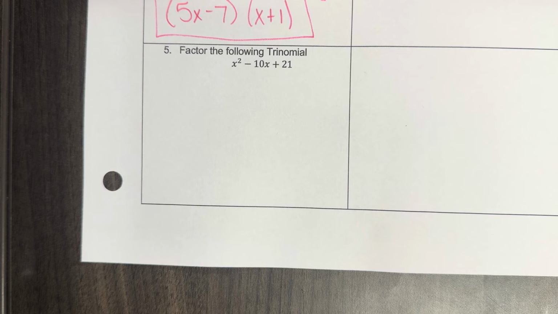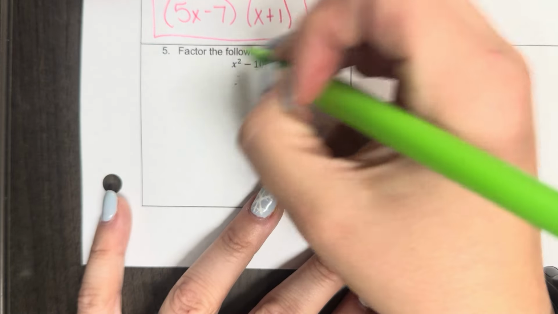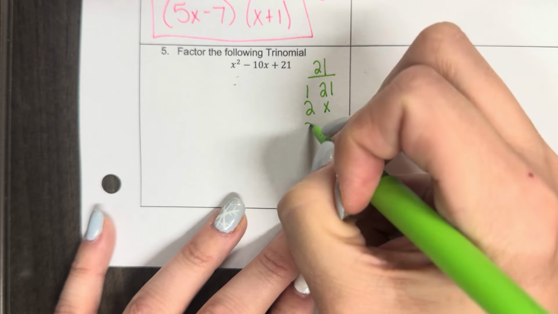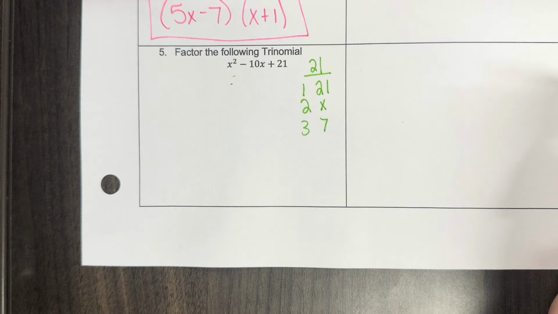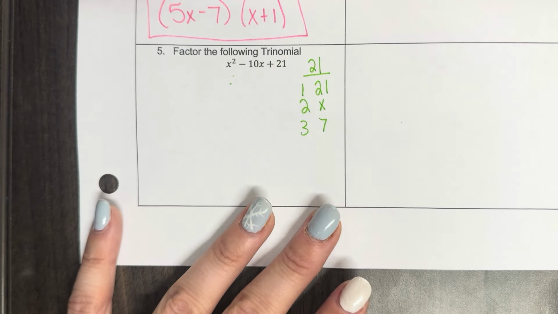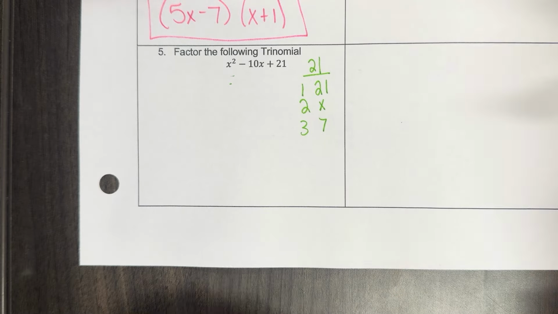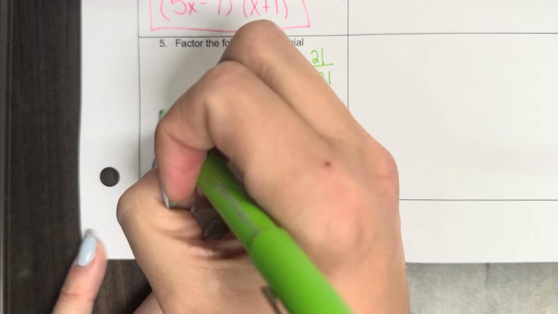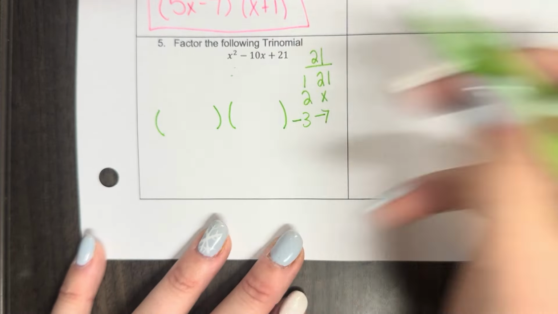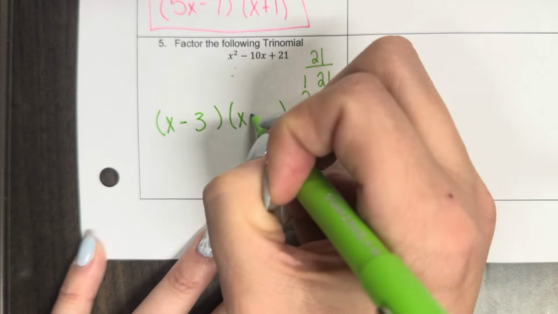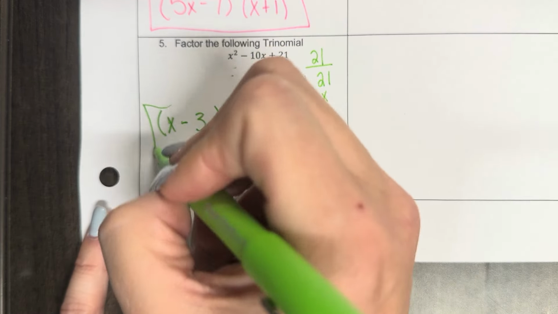My last one is also a trinomial where A equals 1. So again, I'm going to take A times C, which gives me 21. 1 and 21, 2 and nothing, 3 and 7. We can keep listing, there'll be nothing else. But we want them to add up to a negative. So the types of numbers that multiply to a positive are 2 positives or 2 negatives. And the only way they will add up to a negative is if they are both negative. So we want -3 and -7. Again, A is 1, so we can factor with the shortcut. So my variable goes first. And then I'm going to put in a -3 and a -7. And that is my factored answer.